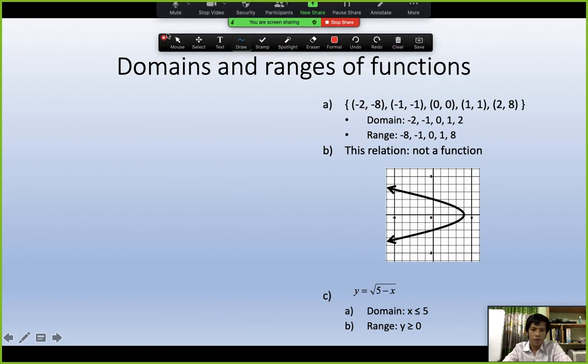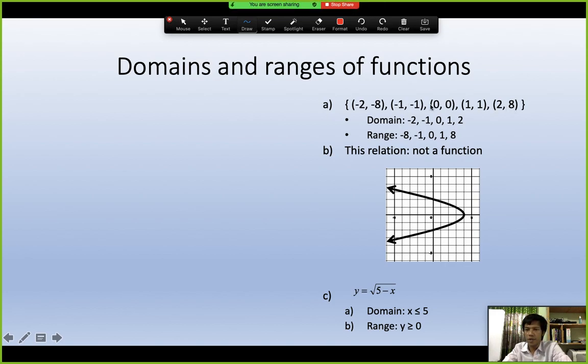Domain and range of a function. First of all, you have to find out, is this a function or not? Suppose this one is given. You will notice that the x values are minus 2, minus 1, 0, 1, 2. All the x values are distinct, completely different, so this must be a function. No matter what the y values are, it is a definitely a function.